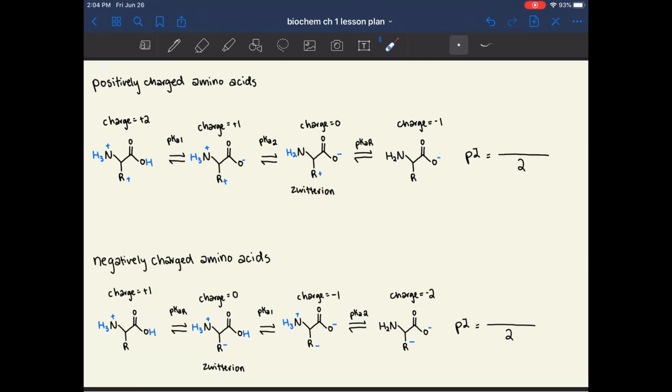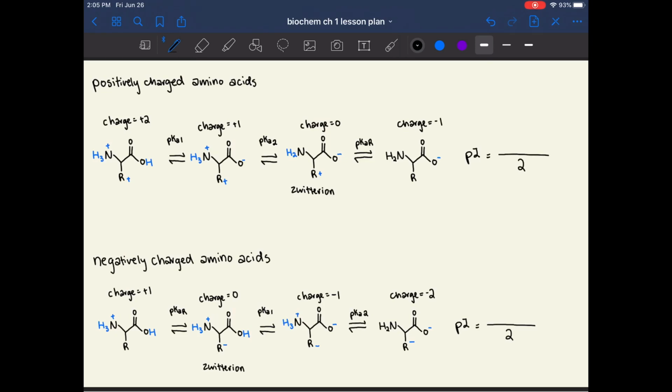Now this is different from your neutral amino acids, because your zwitterionic form is no longer when your amine is protonated and your carboxylic acid is deprotonated. It's when your positively charged side chain is protonated and your carboxylic acid is deprotonated. So the equation for calculating the isoelectric point is slightly different because your zwitterion, which is when your amino acid is neutral, lies halfway between pK2, which is the pK of the amine, and pKa, which is the pKa of your side chain.